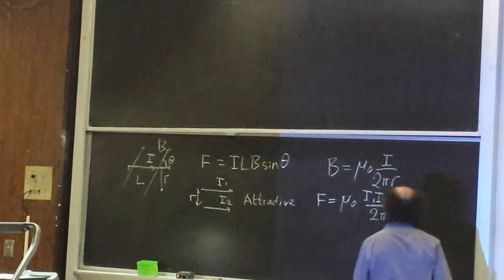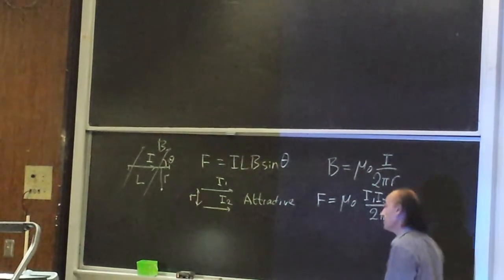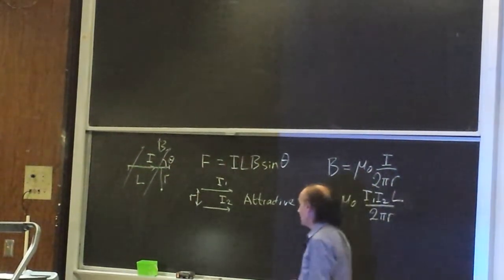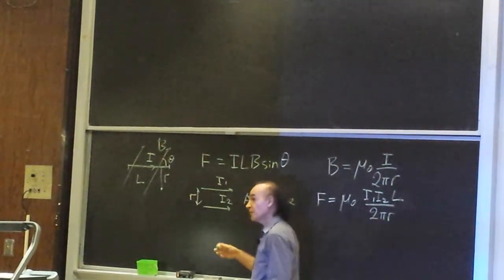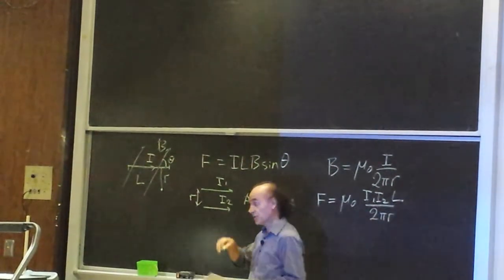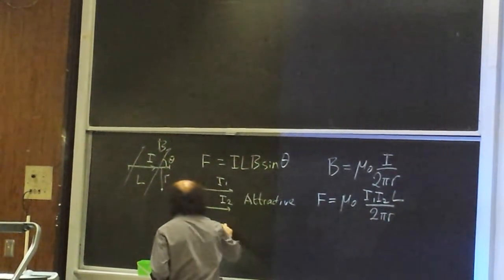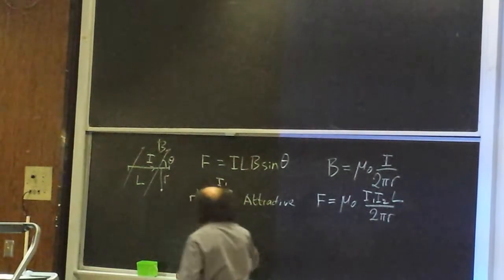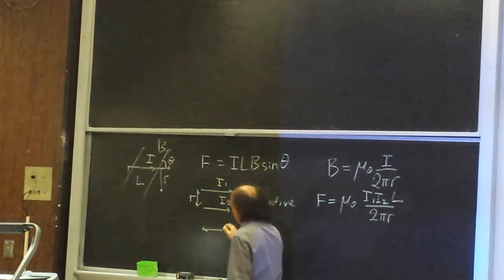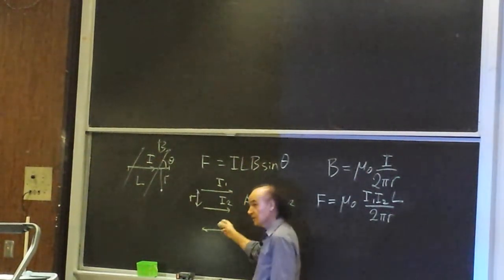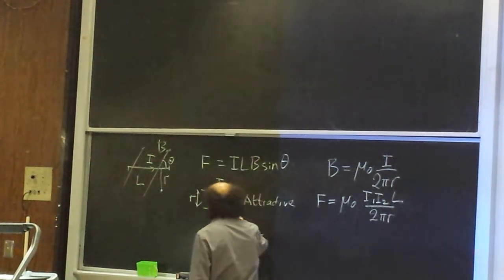So, for example, if you have currents in the same direction, the force between them is attractive. And if you have another current which goes to the left, the force between this and this would be repulsive. So this is repulsive.